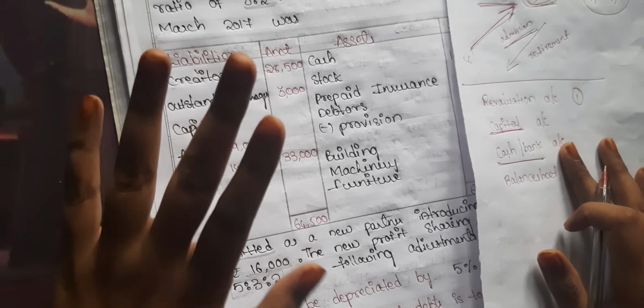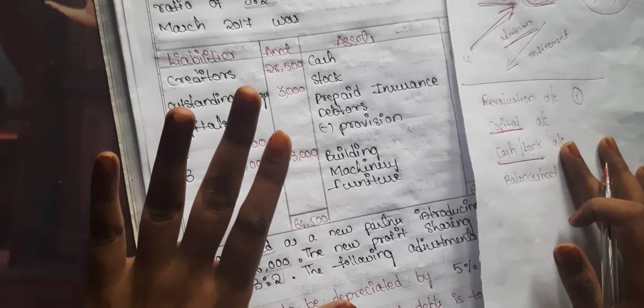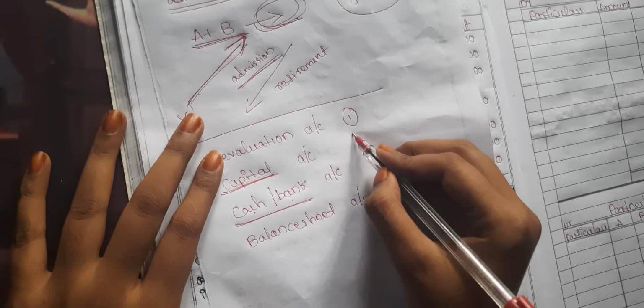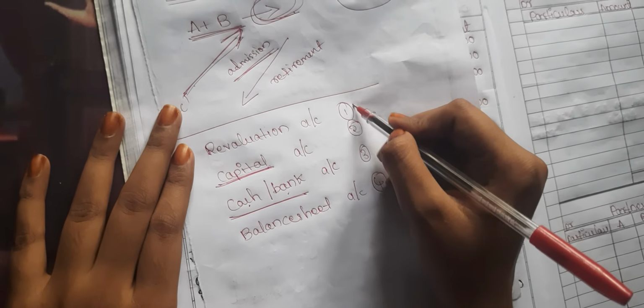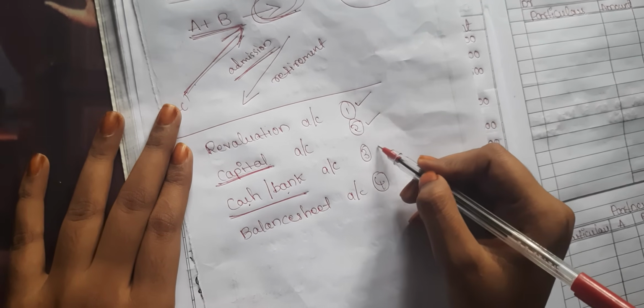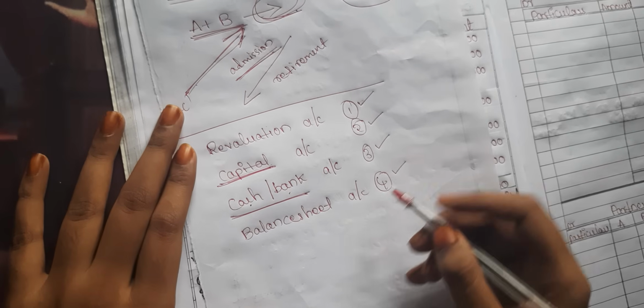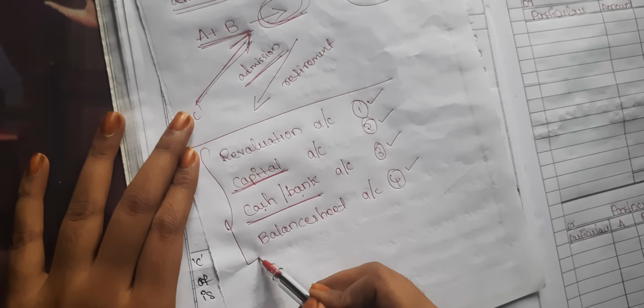You just need to understand how to solve it, and you need to practice 2 to 3 more questions on this. Okay, so the basic structure, or the format, is this. First revaluation, then capital, then cash or bank, balance sheet. Okay, maximum this only you will make.